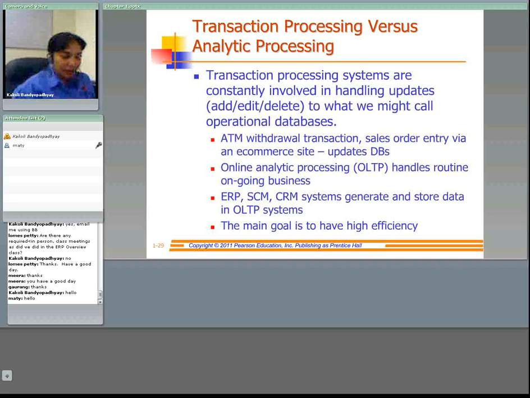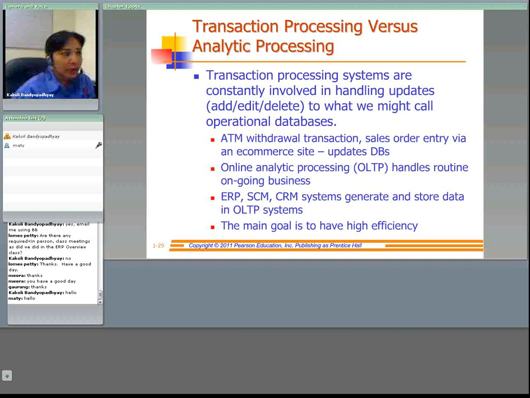what it does is it handles routine ongoing business in an organization. OLTP involves the use of information systems to handle a company's routine ongoing business activities through recording data. For example, an ATM withdrawal transaction, or sales order entry via an e-commerce site. These are all OLTP examples.